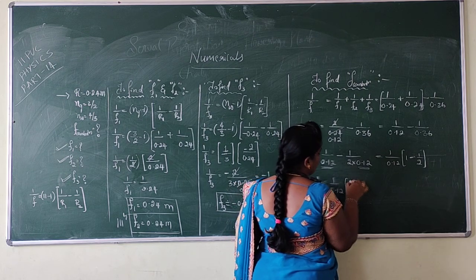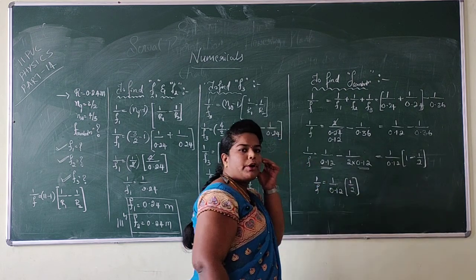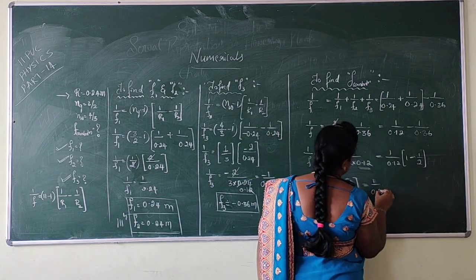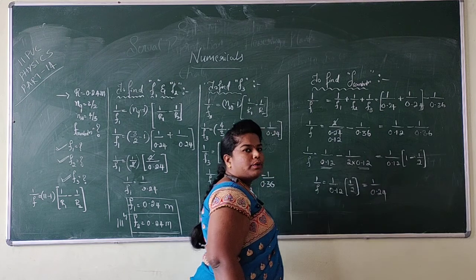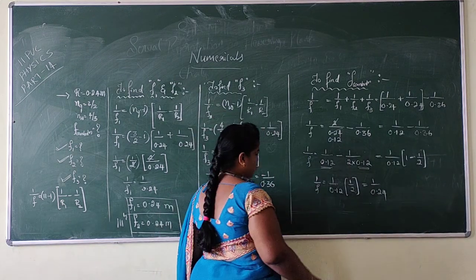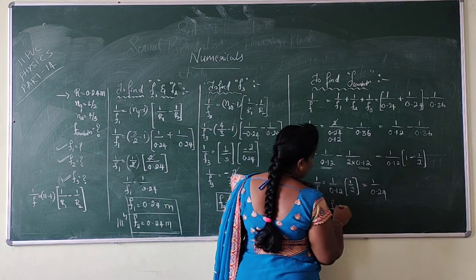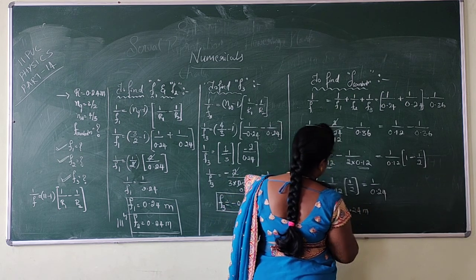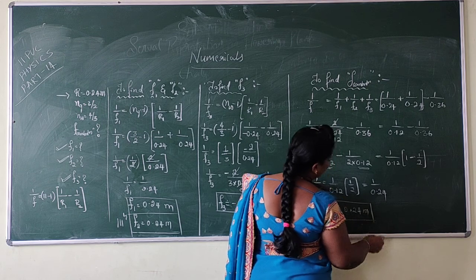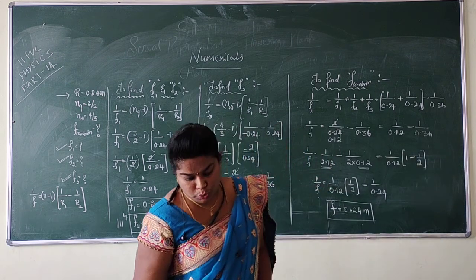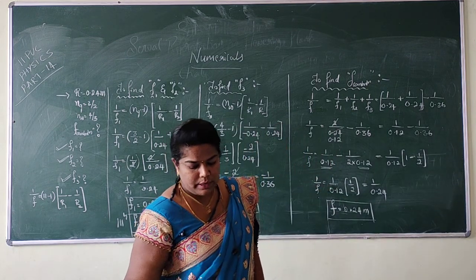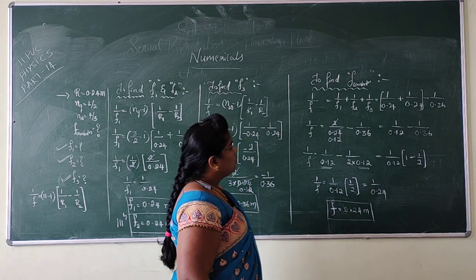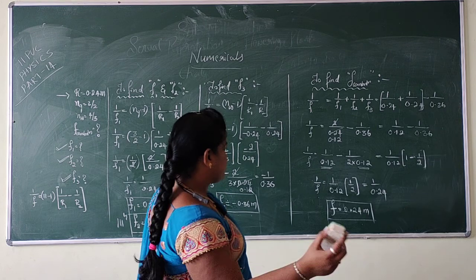So 1 by 2. Dear students, 2 into 0.12 is 0.24. 1 by 0.24. Right, 2 into 0.12 is 0.24. So reciprocal is f is equal to 0.24 meter. See my dear students, the focal length of the combination of the two lenses. The two lenses. So we did some mistakes. Sorry dear students.